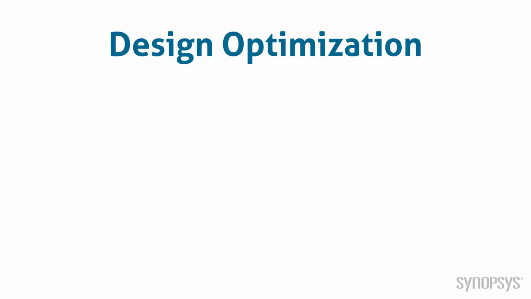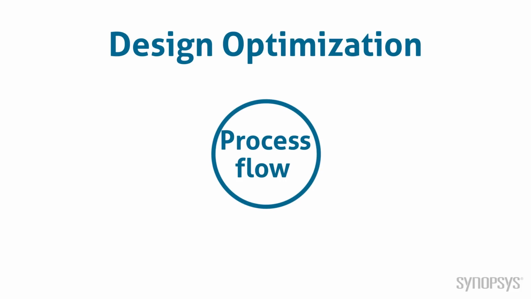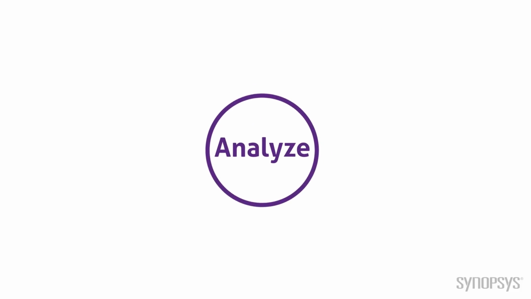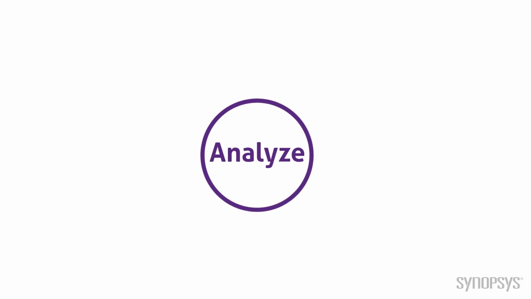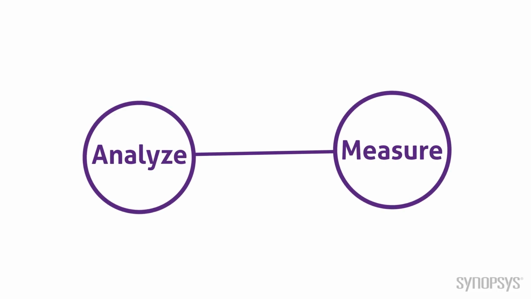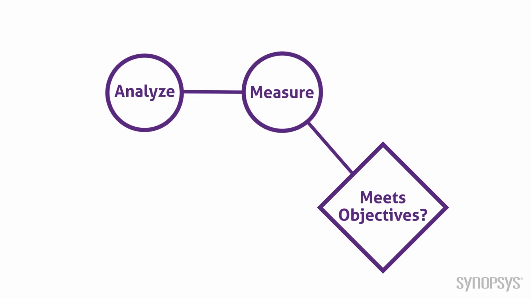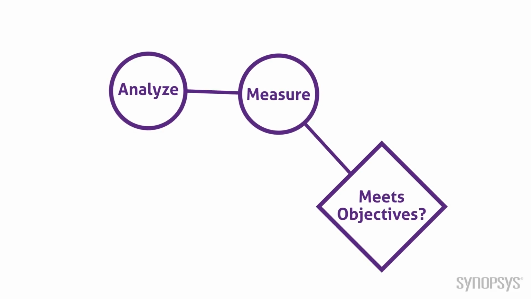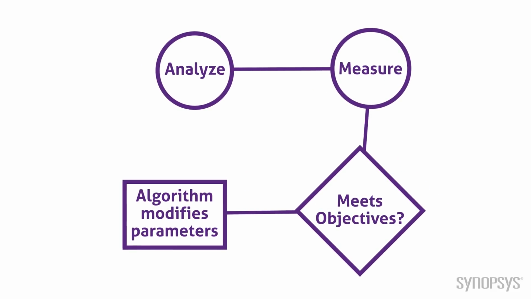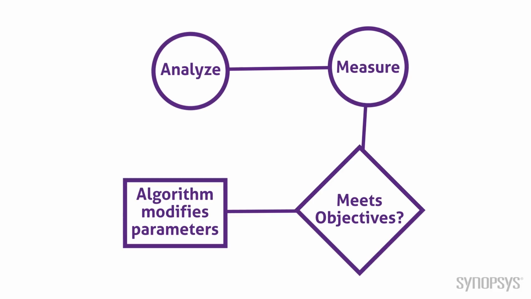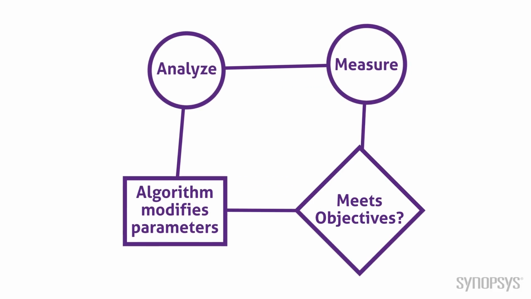SaberRD's design optimization process follows a familiar flow. First, one or more analyses are executed. Next, measurements are applied to the resultant signals. Then, tests are made to determine if the measurements are within design objectives. If not, optimization algorithms are used to modify the parameters, and the process is repeated.